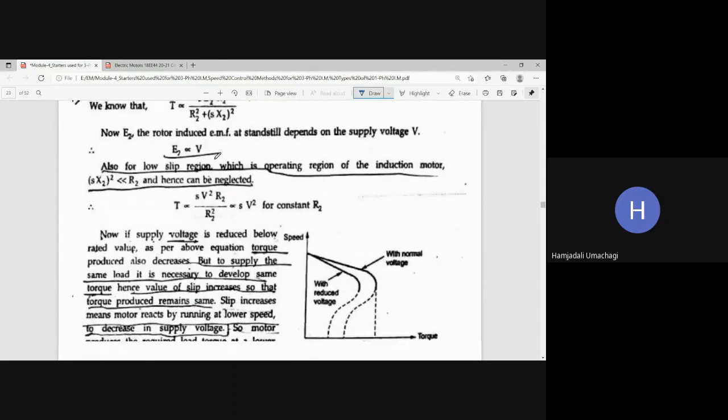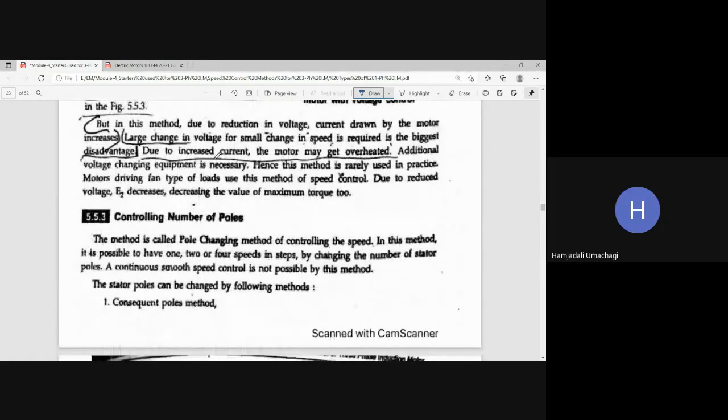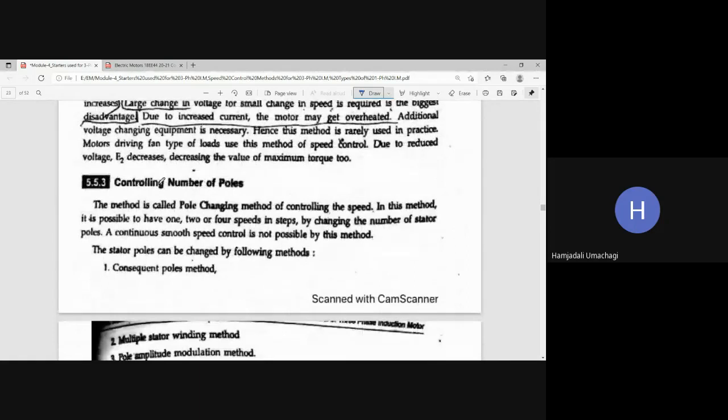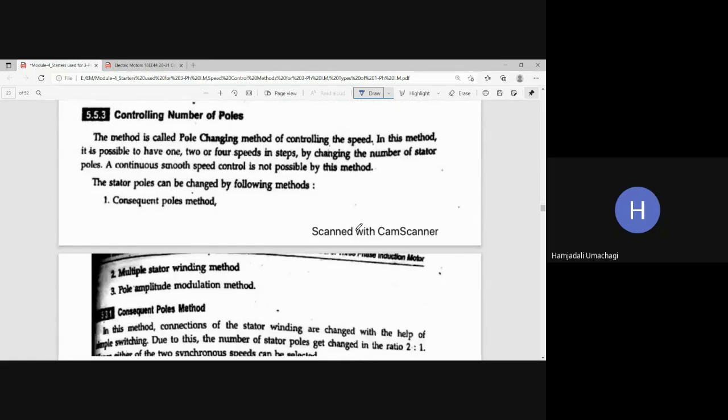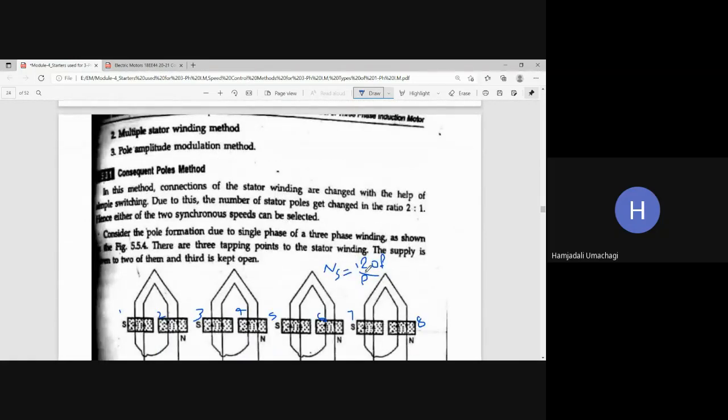Okay, and the second next method is controlling the number of poles. So here we can also control the speed of the induction motor, because we know that the synchronous speed of the induction motor is given by Ns = 120 f / P. So in order to control the speed of the induction motor, N is the speed of the induction motor, N = Ns(1 - s). Yes or no? This is the equation.